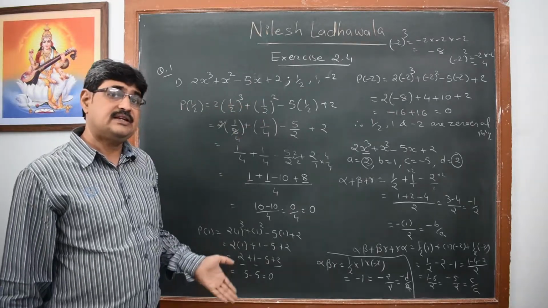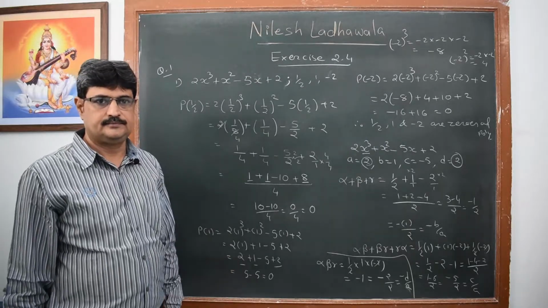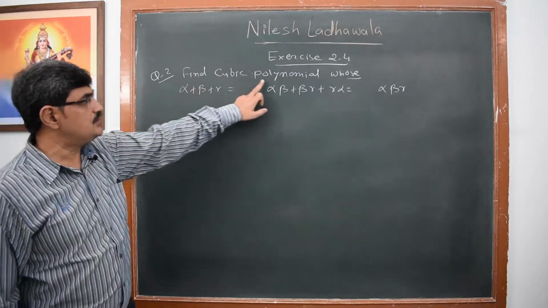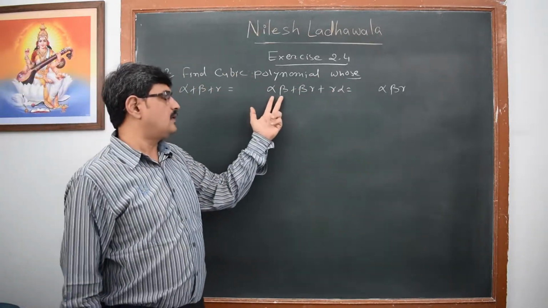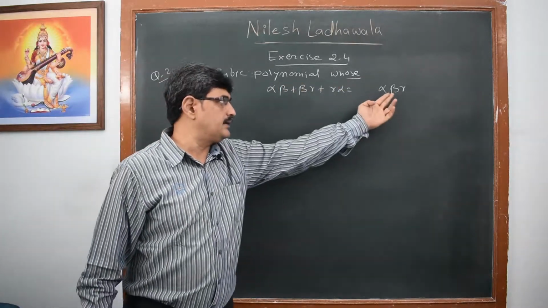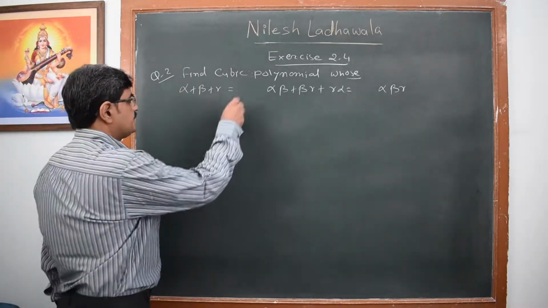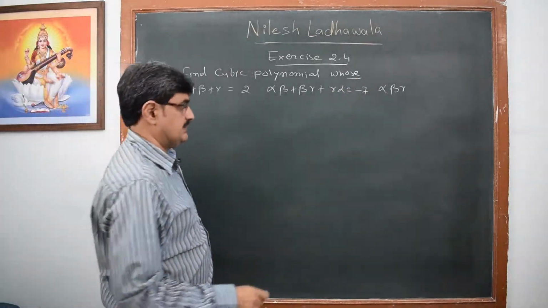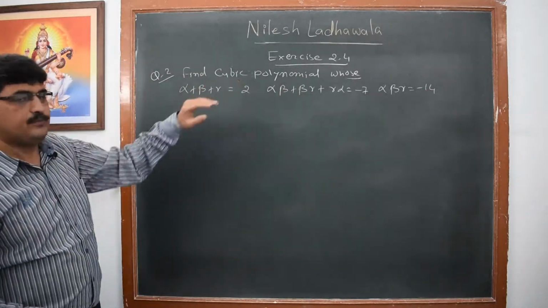Now the second sum is easier than the first, so you can do it yourself. Now we will do the second sum. We have to find the cubic polynomial whose sum of zeros, sum of product of two zeros taken at a time, and the product of zeros are given as 2, minus 7 and minus 14 respectively. So we have to obtain a cubic polynomial.